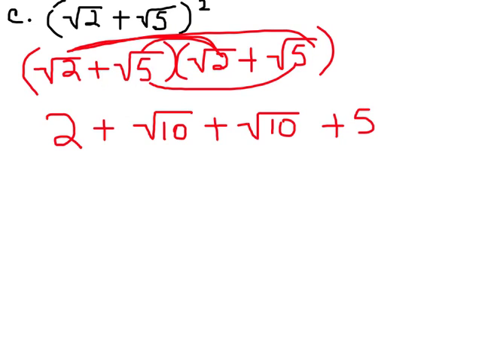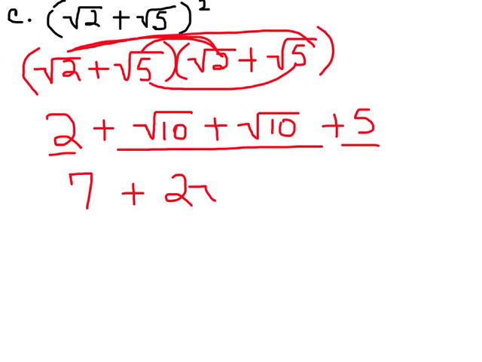Alright, we can combine these first two terms. 2 plus 5 is 7. And the second two terms, the square root of 10 plus the square root of 10 is 2 square root of 10.